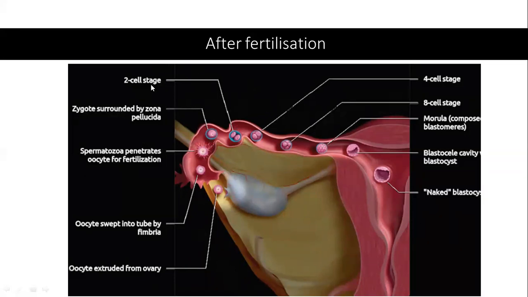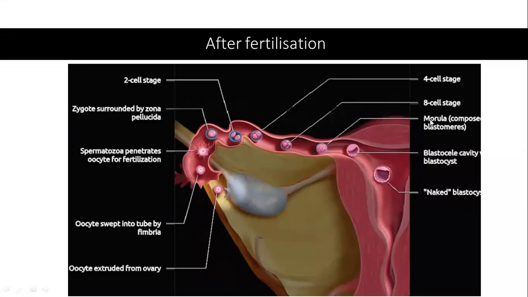After a few hours, the zygote undergoes cell division and we get a 2-cell stage. After a few hours, again, we get a 4-cell stage, an 8-cell stage, and then eventually a 16-cell stage, which is now called a morula. This is composed of a zona pellucida, which is this blue line, which we can see covering these cells.